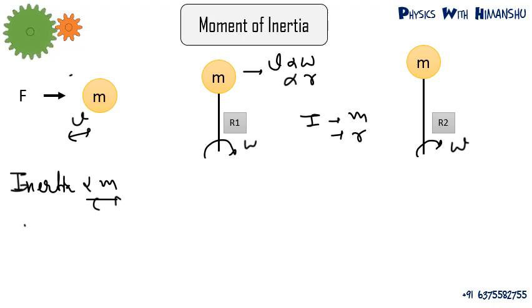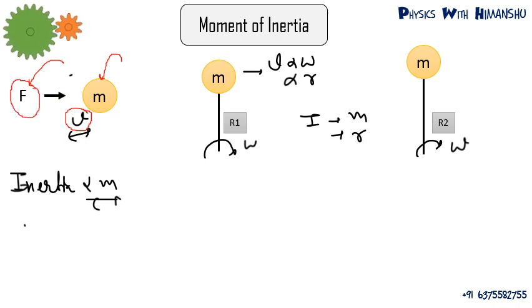Okay, so the topic is moment of inertia. What is inertia? Inertia is basically a kind of resistance. If you want to move this mass, you have to apply force on it. If you want the velocity of this mass to be more, you have to apply more force. So in translational motion, inertia only depends on mass.